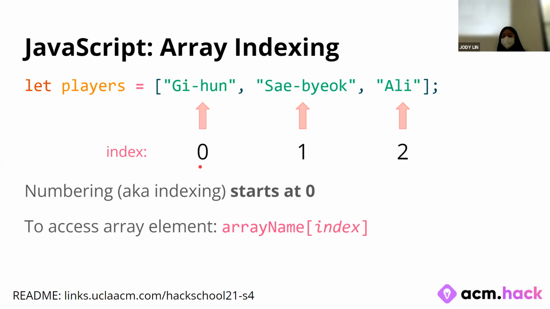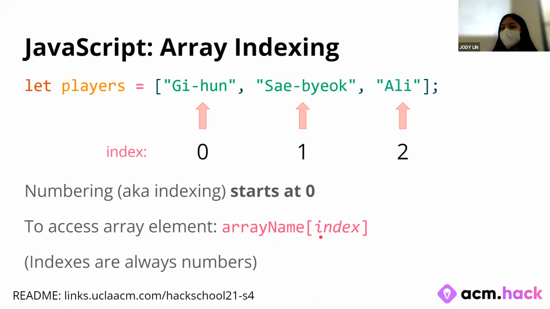All right, and through these indexes, we can access each individual array element. The syntax looks something like this. I'll go into an example in the next slide, but all we do is use the array name, square brackets, and then the index. And as a reminder, the index is just a number, and we're going to replace index with that number, and that's how we can pick out each individual value.